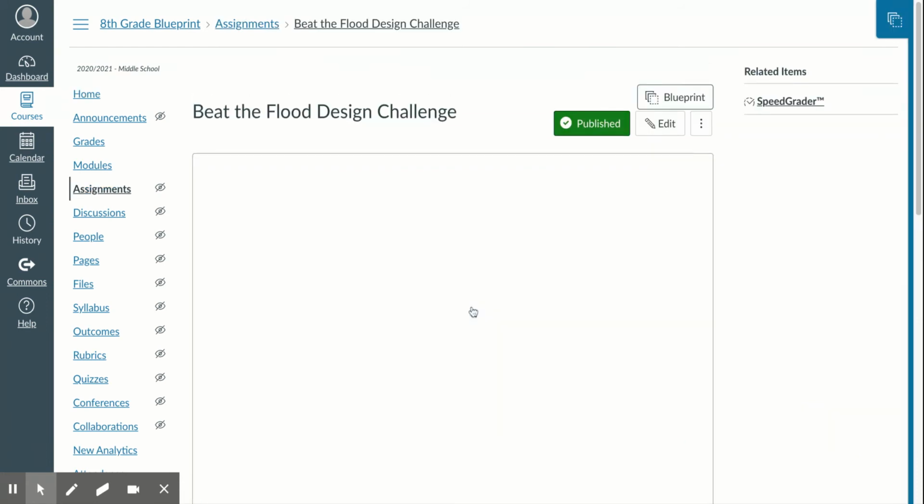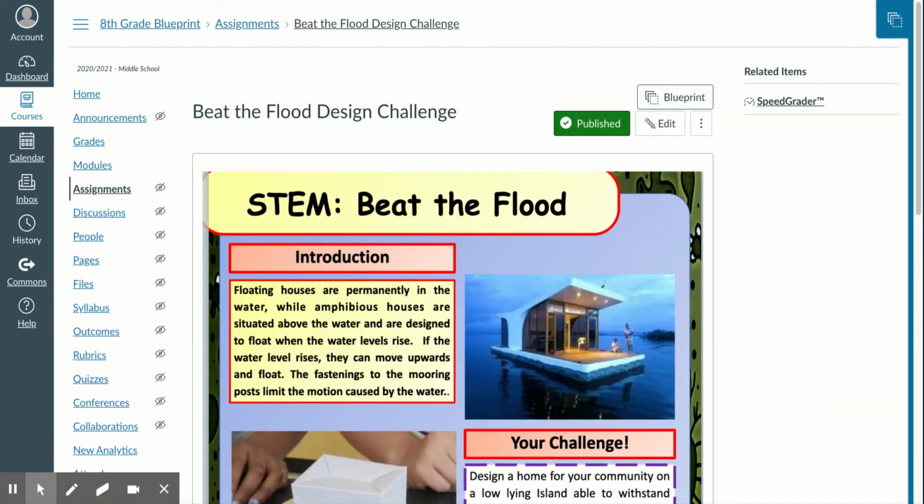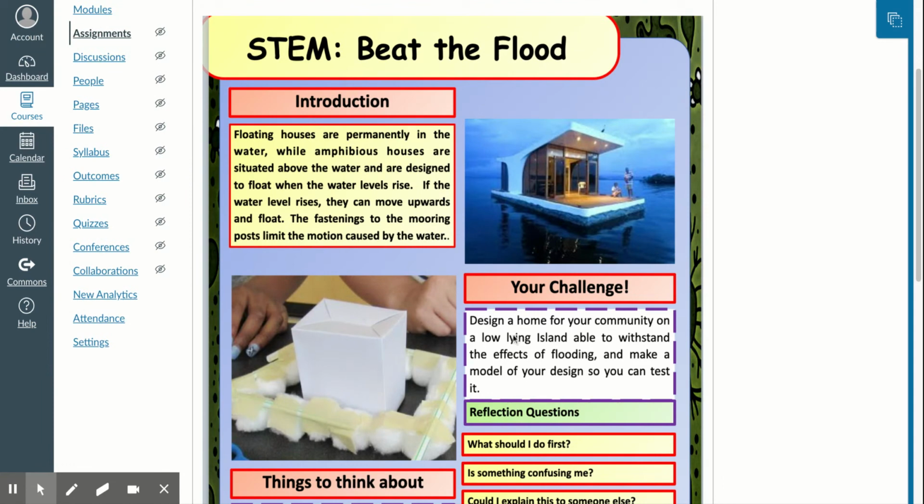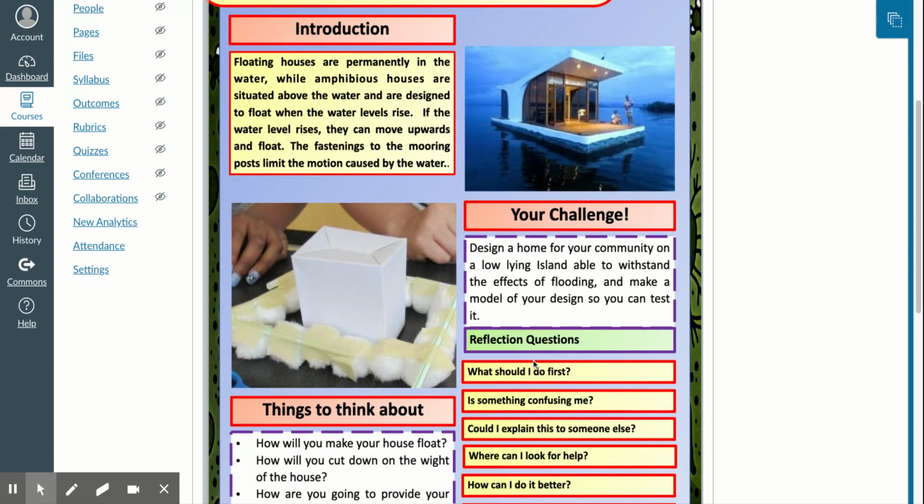So this is where you have to design a house for your community on a low-lying island able to withstand the effects of flooding. So you might want to be thinking about, if you were designing a house that was on an island, how are you going to make it float, but then also anchor it to the ground so that it doesn't float away? So I'm going to read this introduction here.